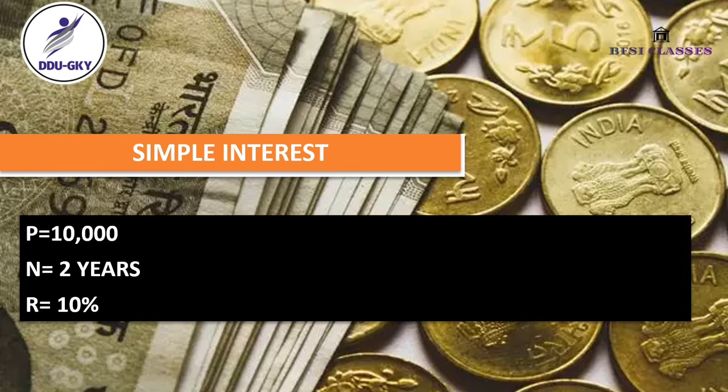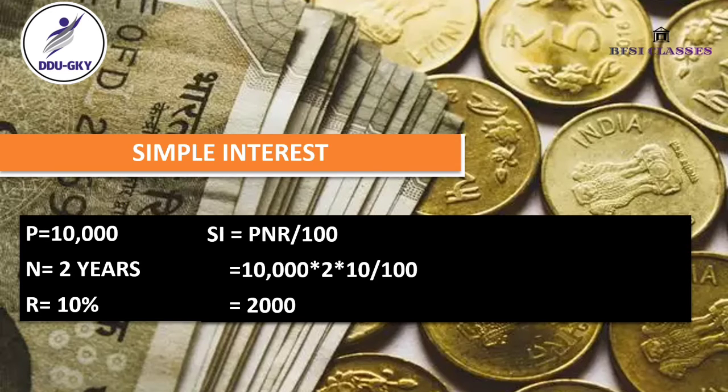Here P is equal to 10,000, N is equal to 2 years, R is equal to 10%. So the simple interest is equal to 10,000 into 10 into 2 divided by 100, that is 2,000. That means for 2 years, if he invested 10,000 in the bank, he will get 2,000 rupees additionally after 2 years. That means he will get 12,000 as the total amount after 2 years.